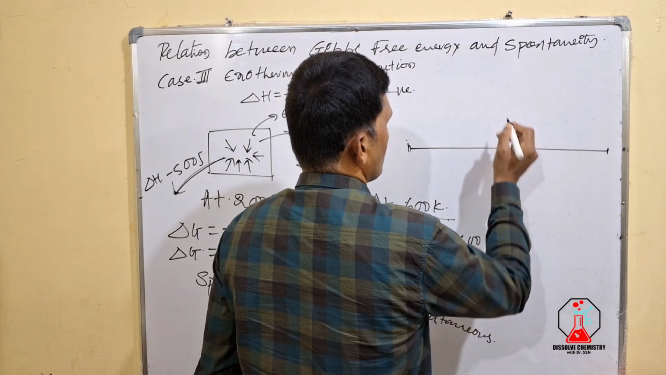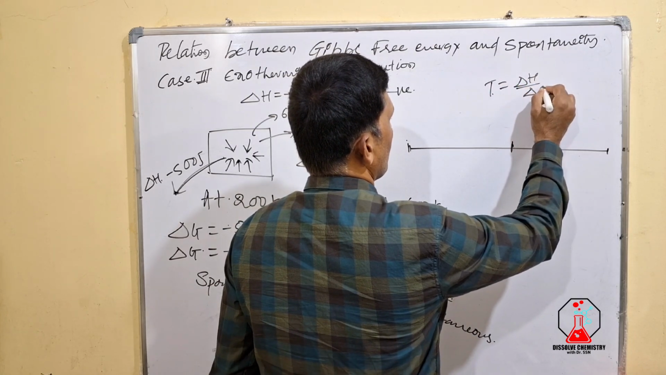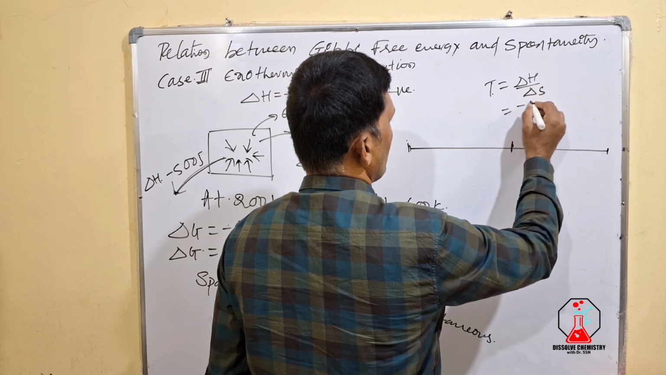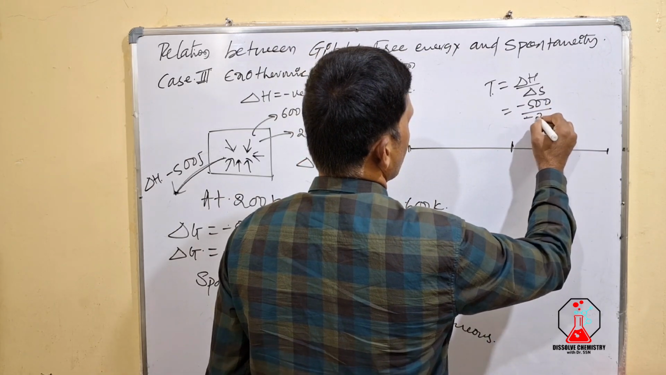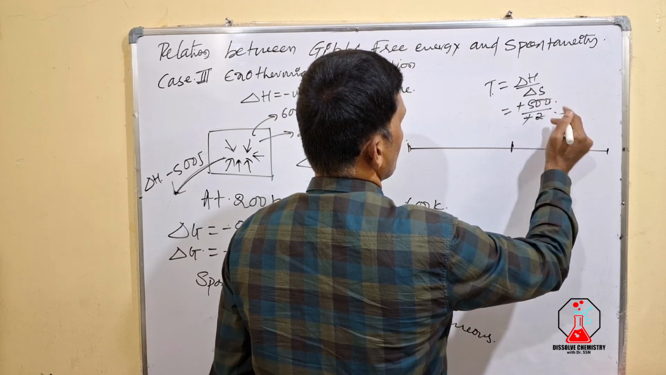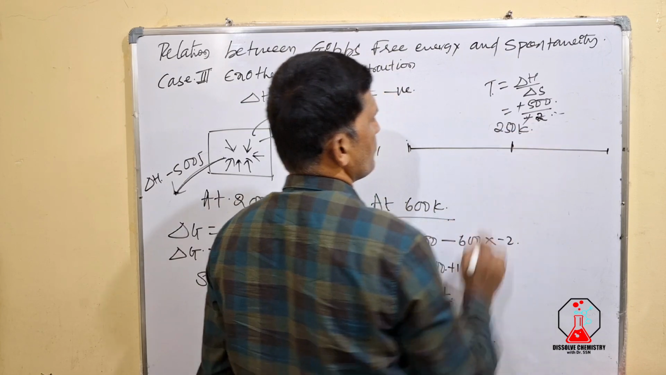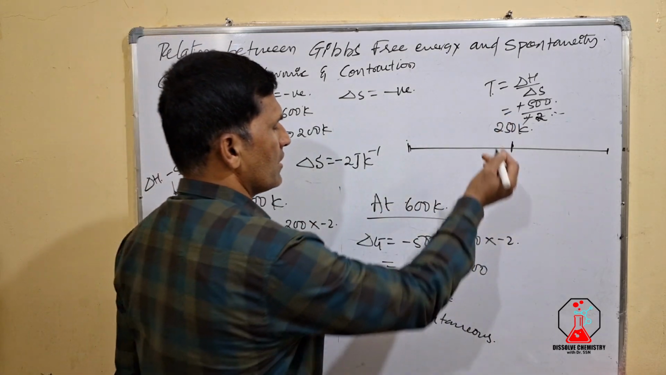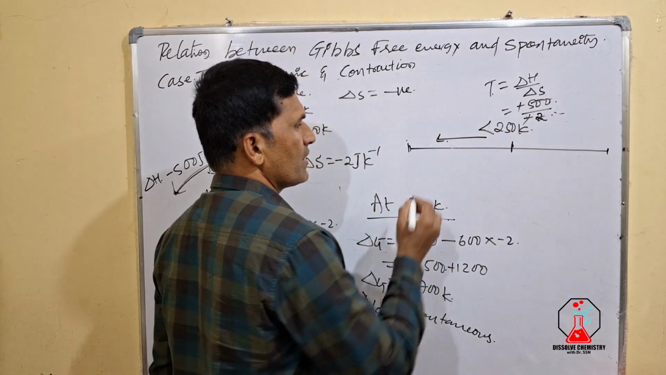Okay, so crossover temperature, how can we calculate? T is equal to delta H by delta S. So what is your delta H? Minus 500. And what is your delta S? Minus 200. Minus minus gets cancelled. Sorry, minus 2. So how much does it turn out to be? 250 Kelvin.